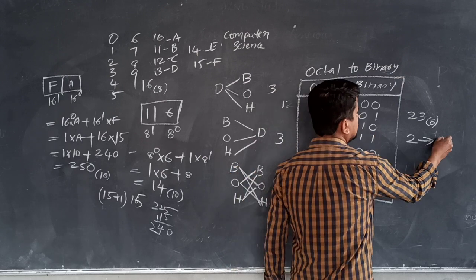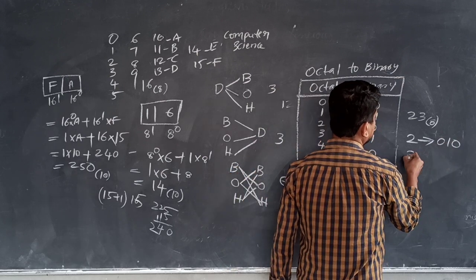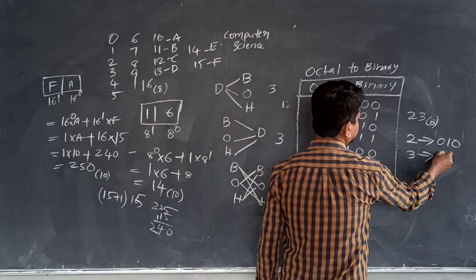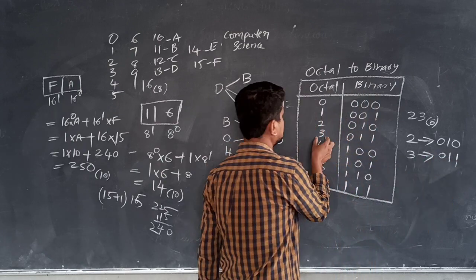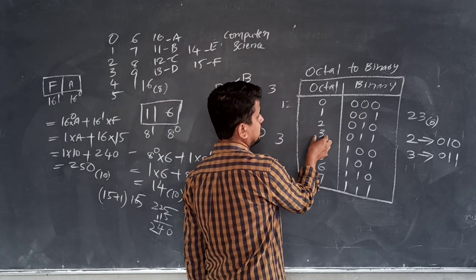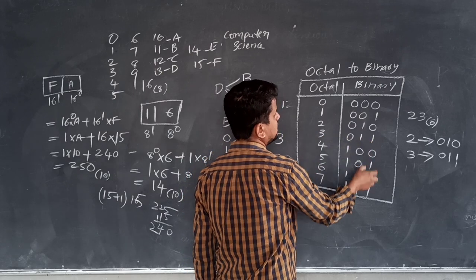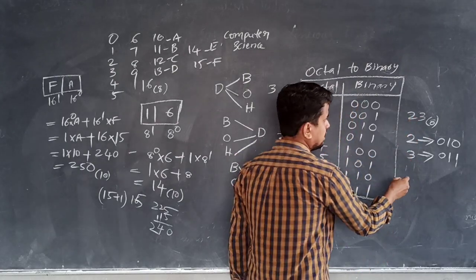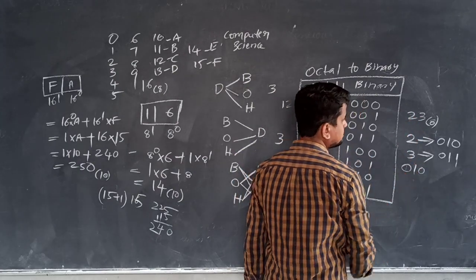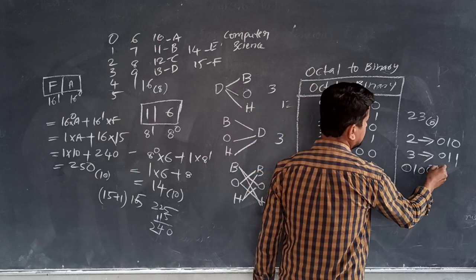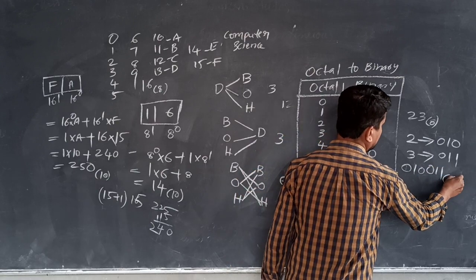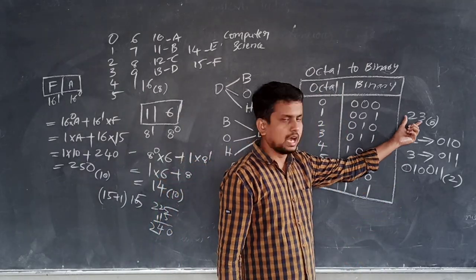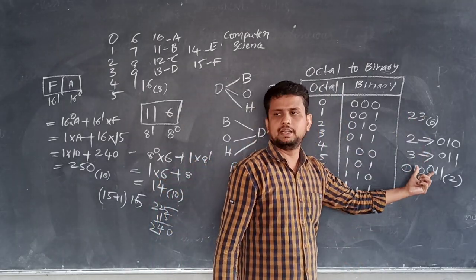For 2, the binary equivalent is 0, 1, 0. For 3, it is 0, 1, 1. So the octal digit is 3, and the equivalent binary number is 0, 1, 1. What is the final answer? Wherever 2 is there, I am placing 0, 1, 0. Wherever 3 is there, I am placing 0, 1, 1. Base 2. So this is the octal number, and this is the binary number.